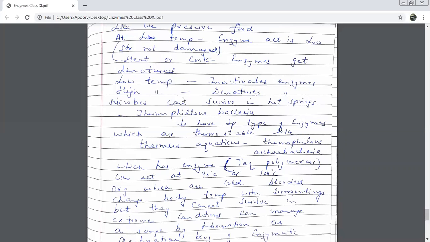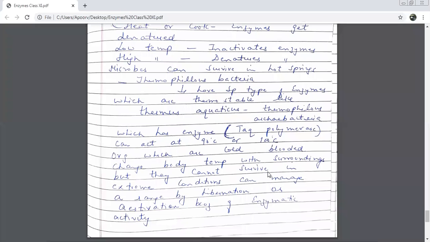Is it okay? So microbes can survive even in hot springs. You must have heard about this microbe, Thermophilus bacteria. This has special type of enzymes. They are very special enzymes. They can even survive at very high temperatures. We have more like Thermus aquaticus. This Thermus aquaticus has an enzyme. The name of the enzyme is Taq polymerase.